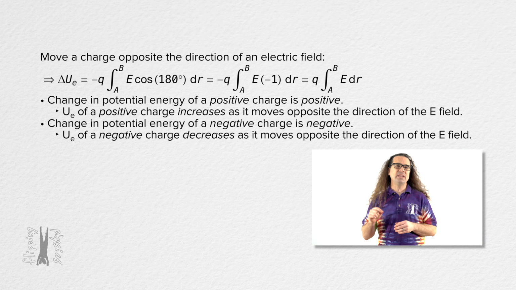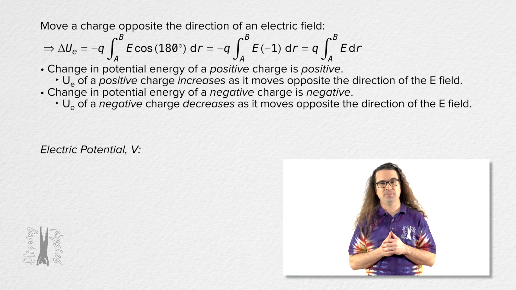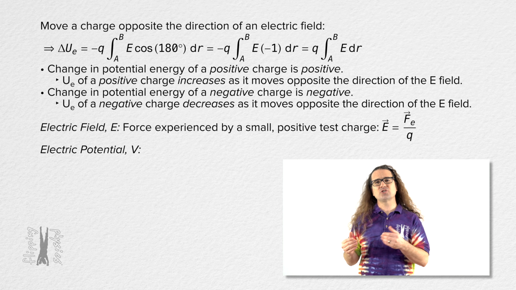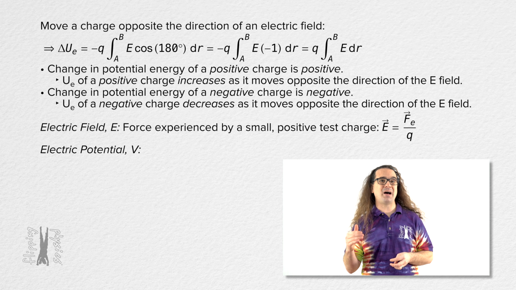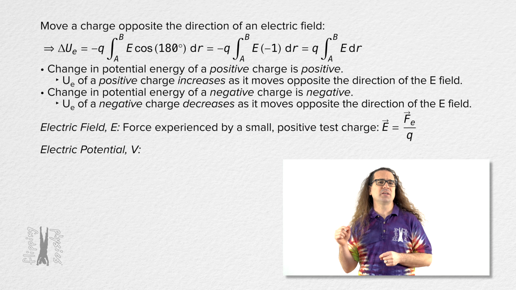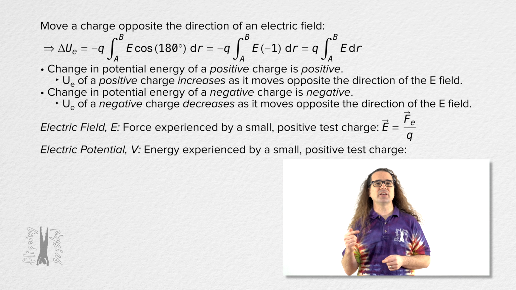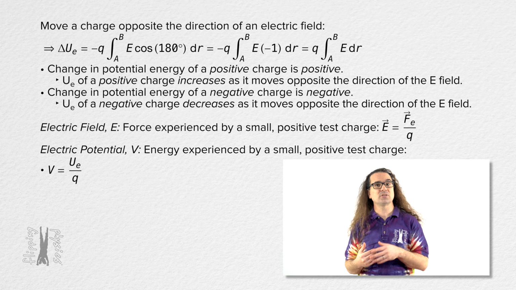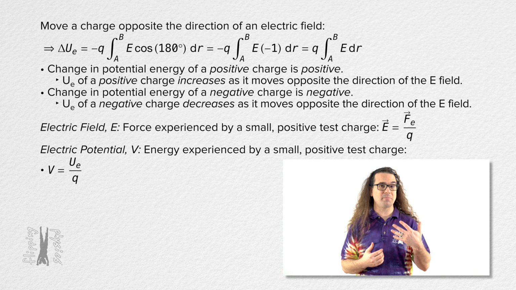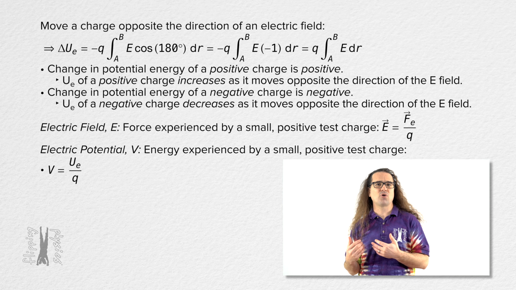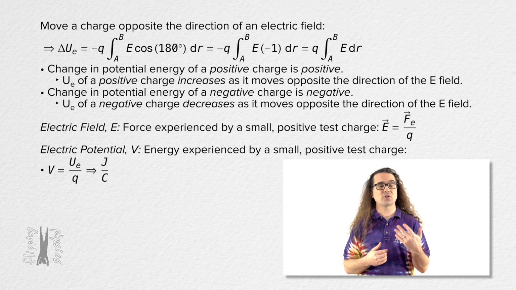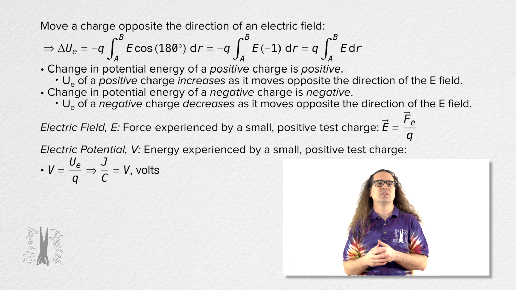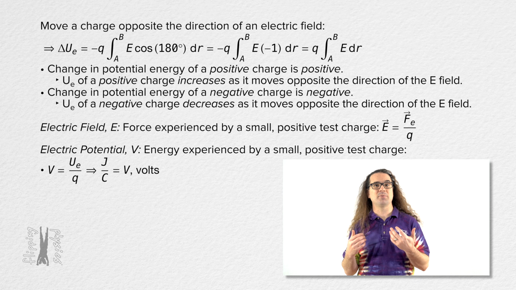Next, we need to define electric potential. Just like we define electric field in terms of the force experienced by a small positive test charge, we define electric potential in terms of the energy experienced by a small positive test charge. Electric potential equals electric potential energy divided by charge. The units for electric potential are joules per coulomb or volts. The symbol for volts is a capital V.